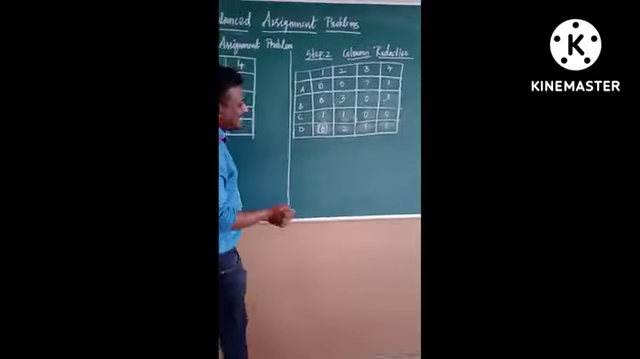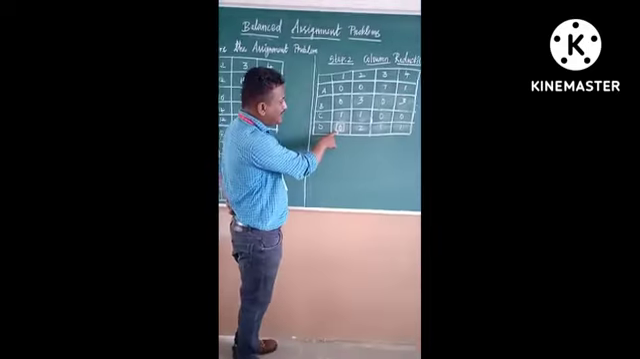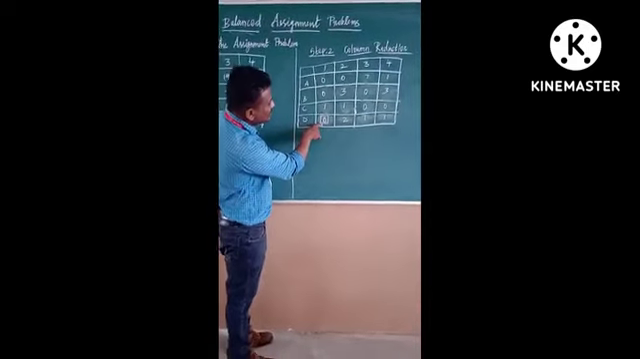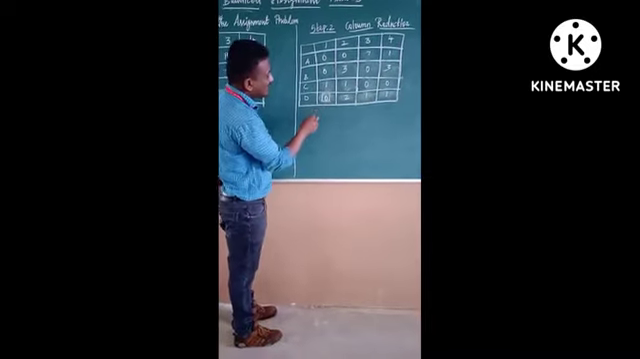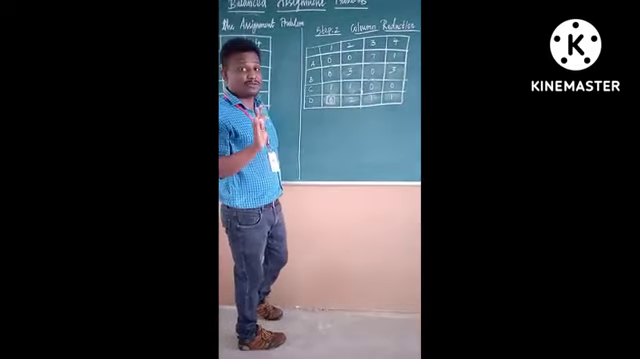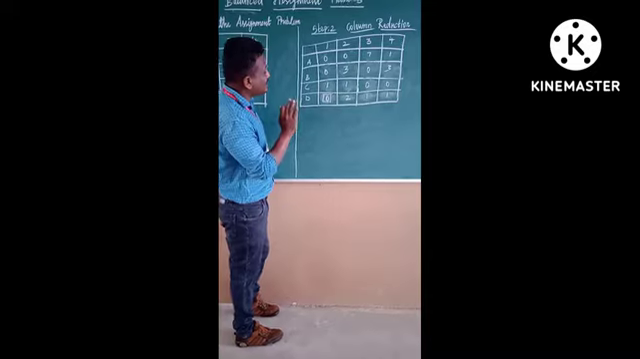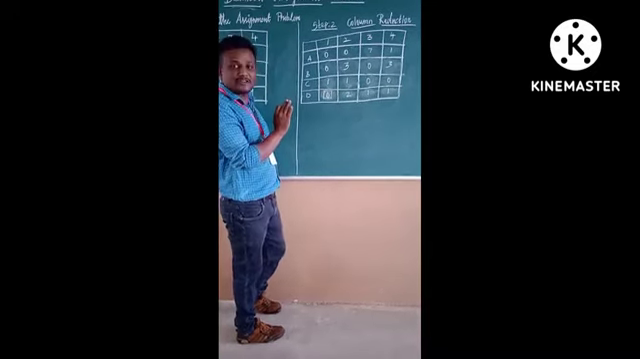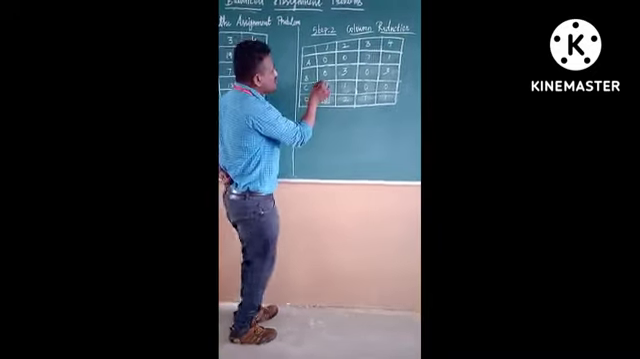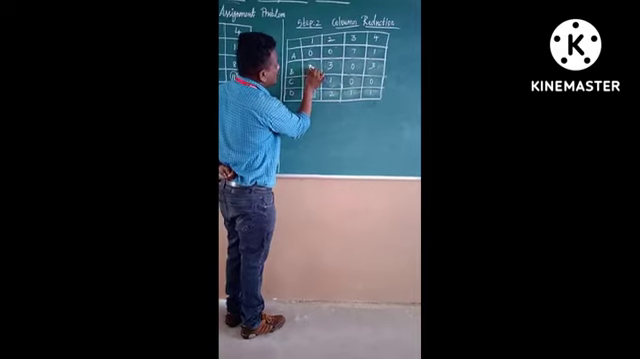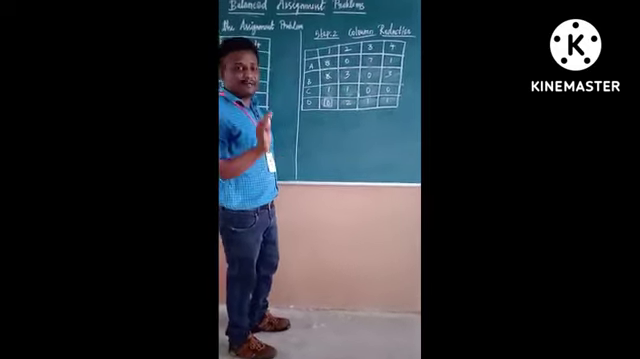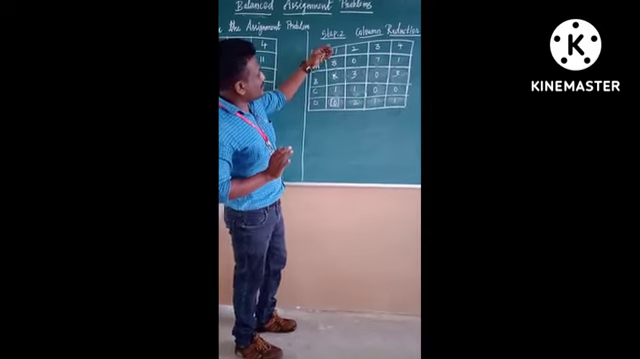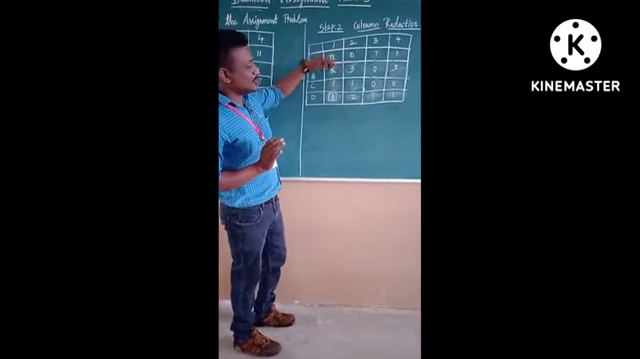Why are we assigning this zero? We have to look at another thing: whether the corresponding row and column have any other zeros or not. If there are zeros in that corresponding row and column, those zeros have to be struck out. The same process we have to follow for the other rows also.